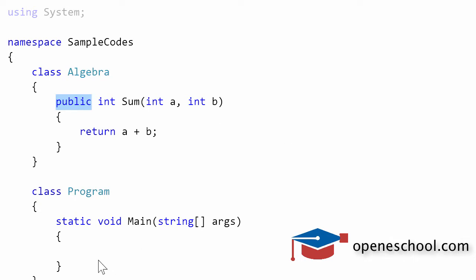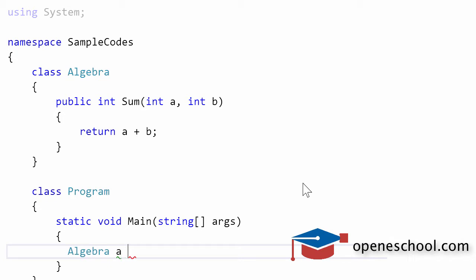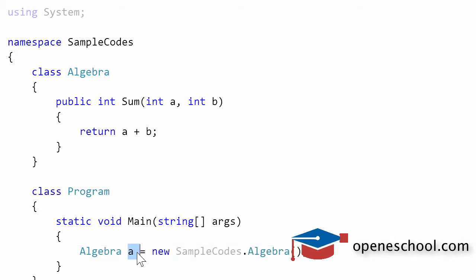So let's quickly create an object of the Algebra class. So I've created an object. I've created a variable a, which is a reference variable that points to the object of the Algebra class. So if I say a.sum(5, 10), you can notice that I'm able to access this sum function outside the body of the class.